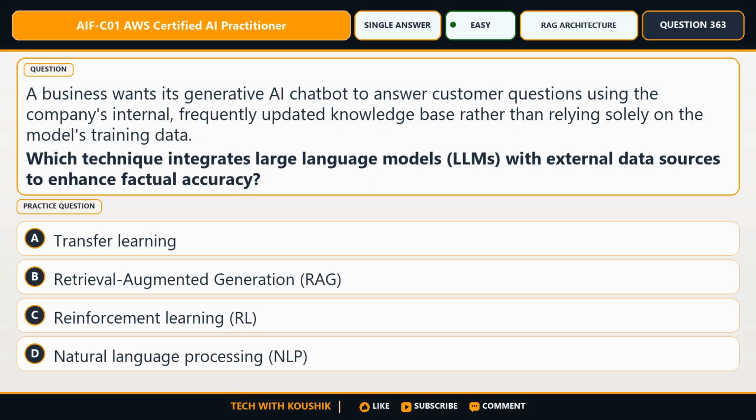Next is question number 363. Identify the requirement in this scenario. A business wants its generative AI chatbot to answer customer questions using the company's internal, frequently updated knowledge base rather than relying solely on the model's training data. Which technique integrates large language models, LLMs, with external data sources to enhance factual accuracy? Choice A. Transfer learning. Choice B. Retrieval augmented generation, RAG. Choice C. Reinforcement learning, RL. Choice D. Natural language processing, NLP.